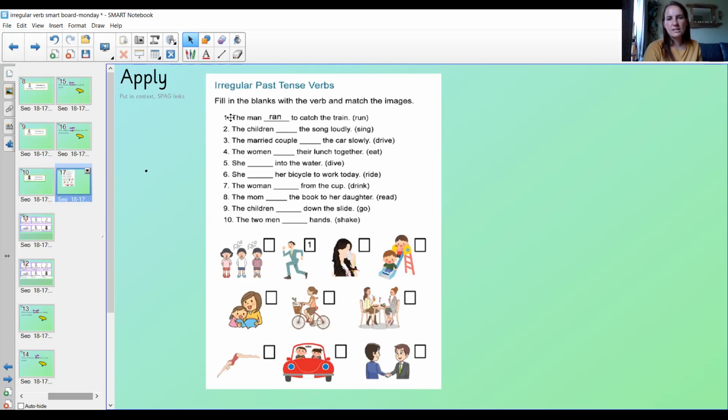So you can see the first example, the man ran to catch the train. So the verb was run, and now we've changed it into past tense. The man ran to catch the train. So make sure you're reading these out loud to help you if you're not sure, and see whether you've got the correct version of your past tense verb.